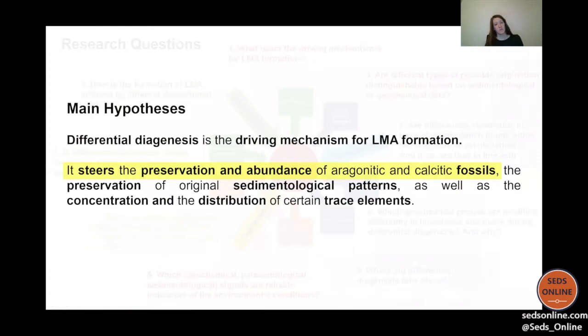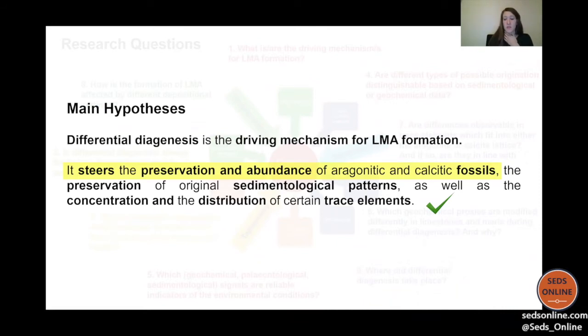So for the hypothesis, the first part, that differential diagenesis steers the preservation and abundance of aragonitic and calcitic fossils, we can say this is confirmed. And furthermore, if we compare the calcitic fossil community carefully, there is strong evidence that it is artificially enriched in the marl due to the loss of aragonite. And so therefore the first hypothesis is supported, and we have to be really careful where we sample our fossils.